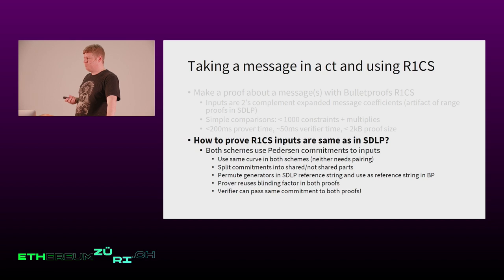And so what you can do is break these Pedersen commitments into shared and non-shared parts. The shared part contains the commitment to the inputs to the R1CS circuit and is also part of the short discrete log proof coefficients in S. So because you're sharing the same commitments, the verifier knows that these are the same inputs. And so using a number of other tricks, like using the same curve, permuting some generators, and reusing the blinding factor, the verifier can be convinced that the inputs going into both proofs are the same.